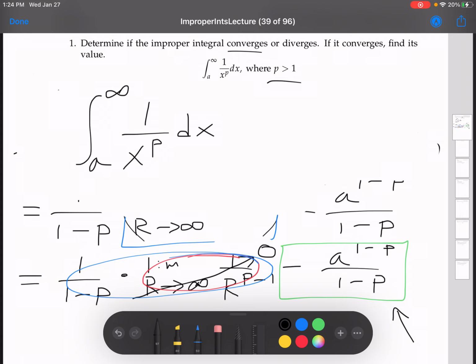I didn't mean to put this part in here. If it converges, find its value. But we can do that still. Here we have that value. Remember that 1 minus p is negative. So that means that p minus 1, so we could write this as a to the 1 minus p over p minus 1. Get rid of that negative. So how did I do that? Remember, 1 minus p is the same as negative p minus 1, then those cancel.